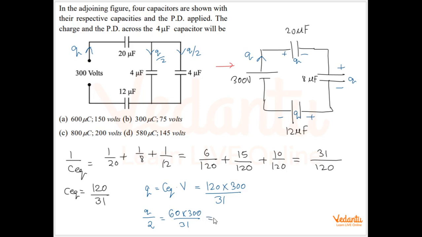That, if you do, will be somewhere around, let me use the calculator, 60 into 300 divided by 31. Yes, it will be somewhere around 580 microcoulombs. So option D will be the only one that matches. Option D will be the correct answer.